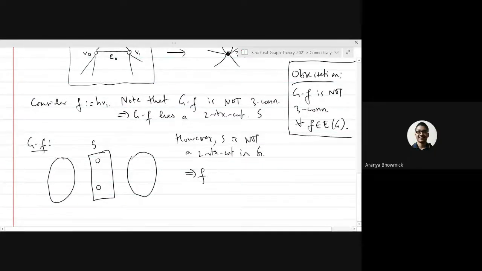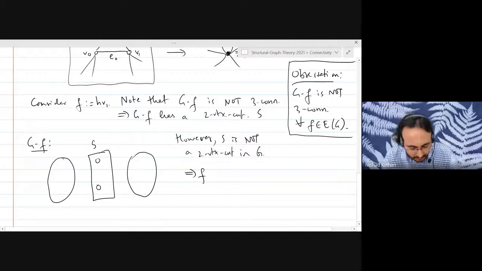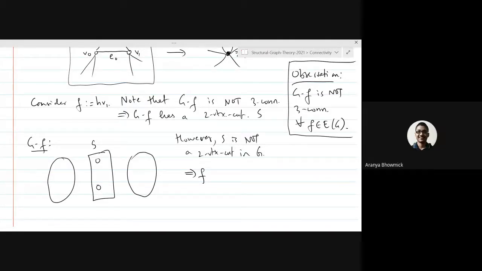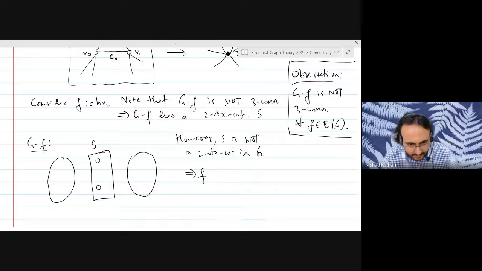Yeah, Ananya, what's your question? So why G minus S will have exactly two components? I am not saying that. I said there could be many components. I am drawing just two components. There could be 5 components, right? Okay. But my point now is, where is the edge F?